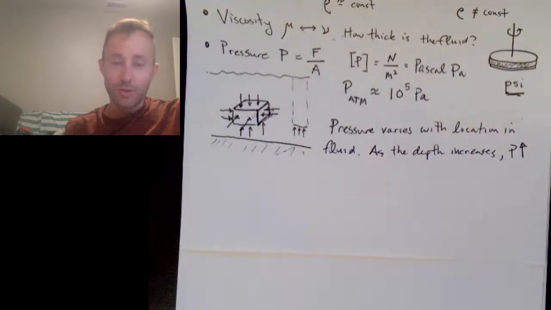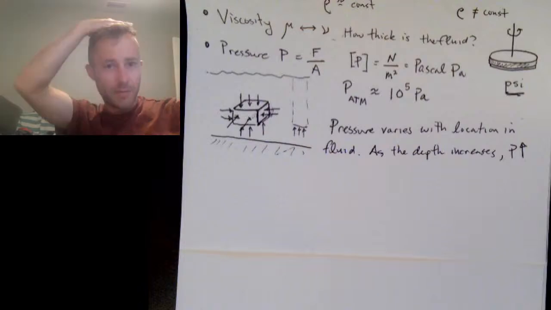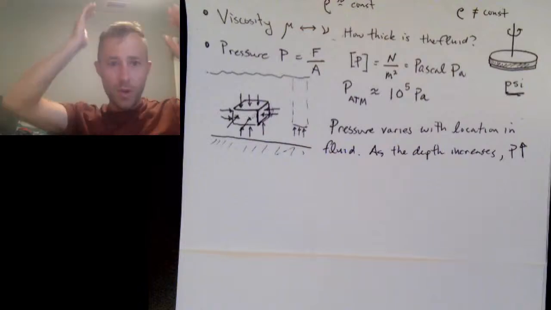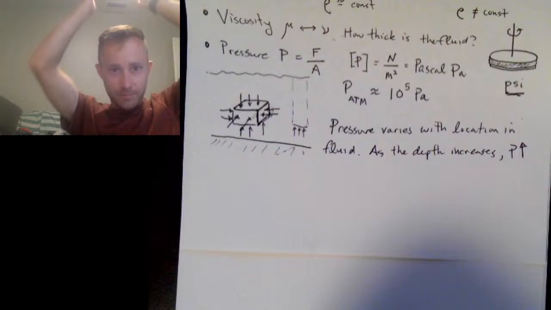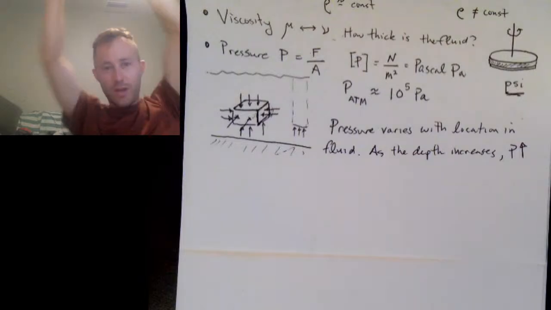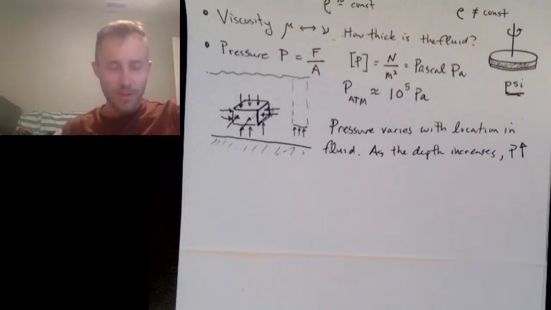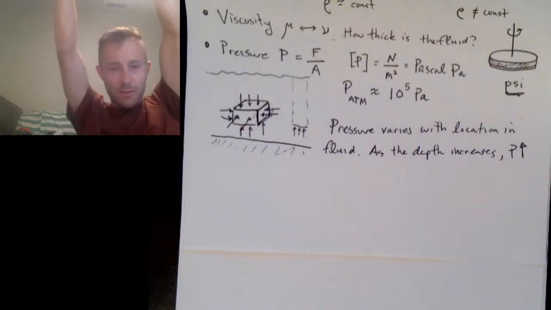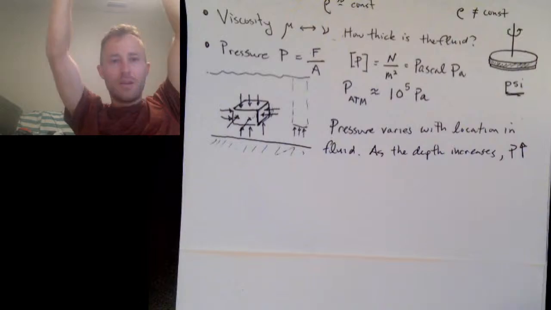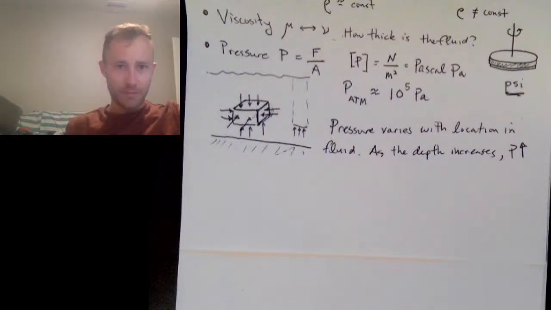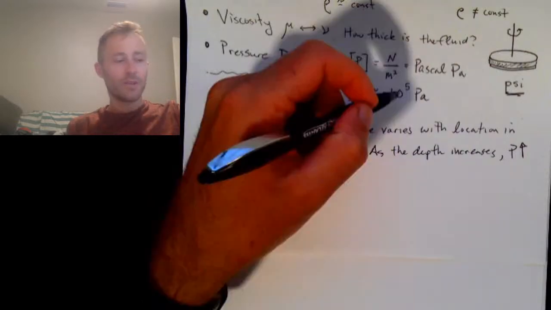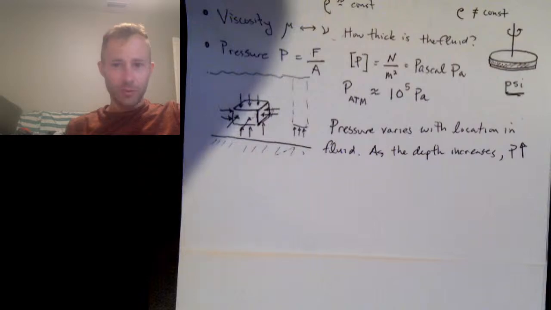On Earth, there is air pressure pushing down on the top of your head, and that comes from the weight of all the air that goes from the top of your head all the way up to outer space, okay? All of that air, the weight of all of that air is pushing down on the top of your head, okay? And it's pushing down with a force of 10 to the 5th newtons per square meter.